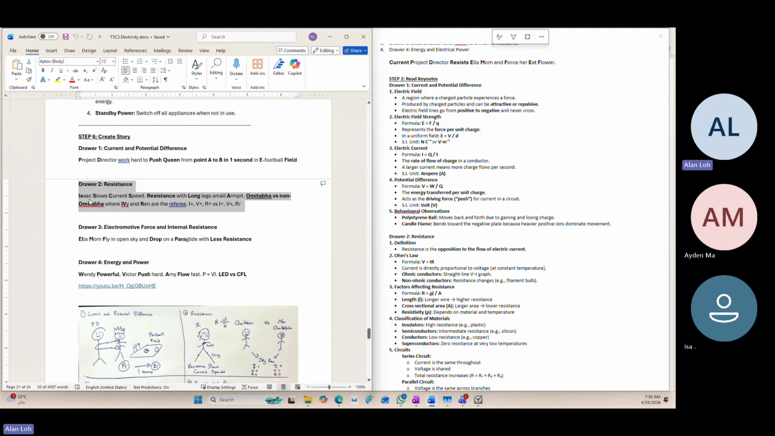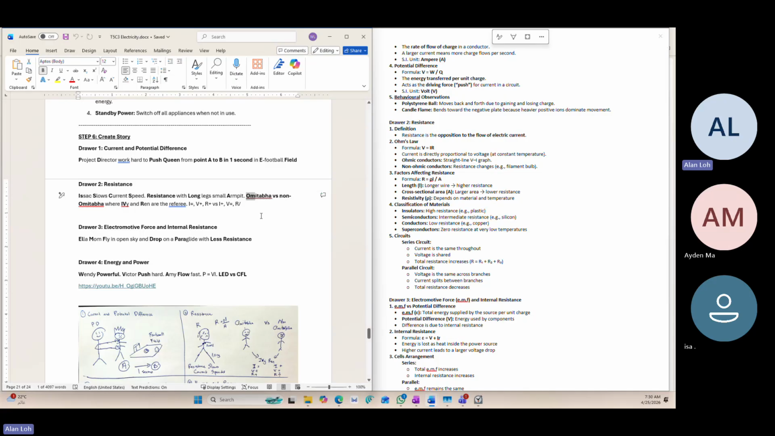Resistance is Isaac slows current speed. Resistance with long legs, small armpit. Now the Buddhists, they have this Amitabha, and also use it for somebody who is like a monk, versus somebody who is not a monk, because it's non-ohmic. And obviously this is clear that I'm trying to refresh myself that in this drawer there is content related to Ohm's law and non-ohmic law.